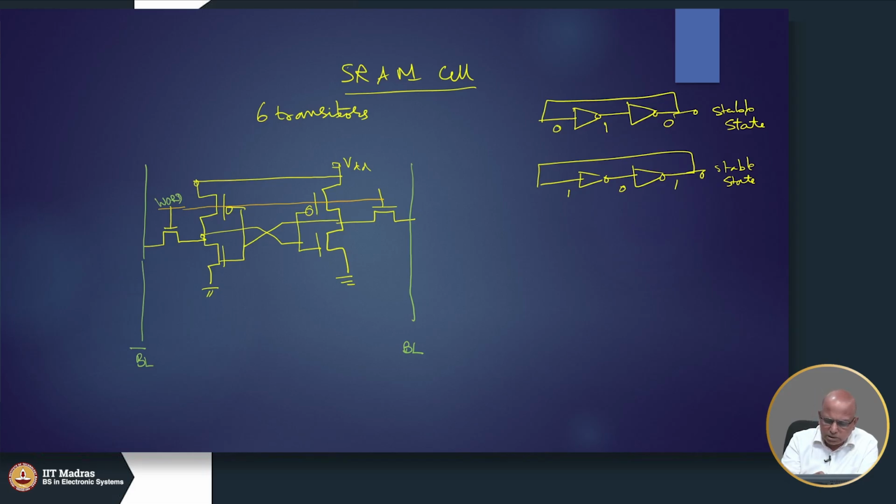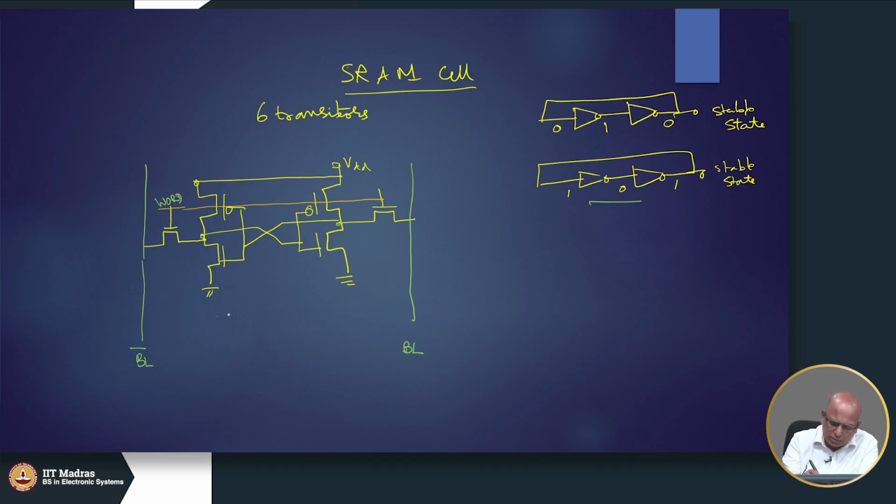So, as I mentioned, these 2 inverters are connected back to back, and they will either store a 1 here or a 0 here. Now, how do I write a 1 or a 0? See, we have to write and we have to read from this cell. Okay. So, that is where these word and bit lines are useful.